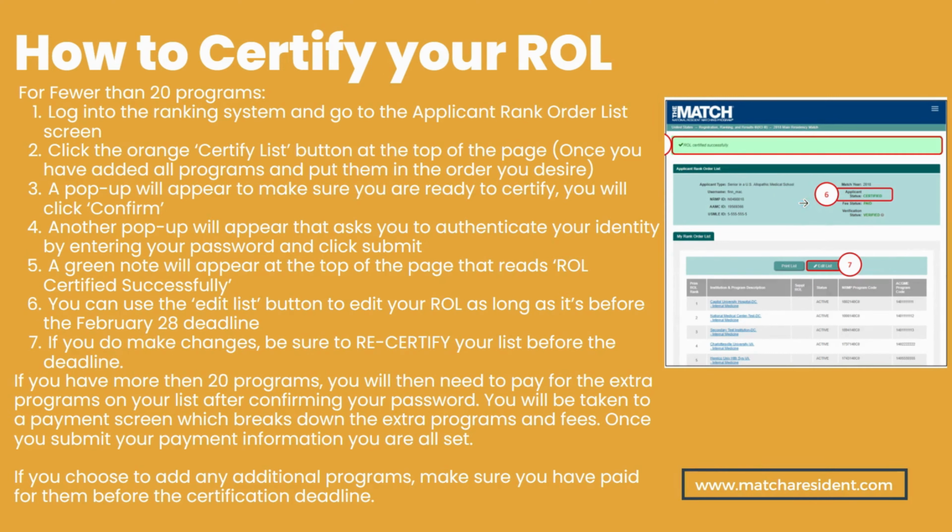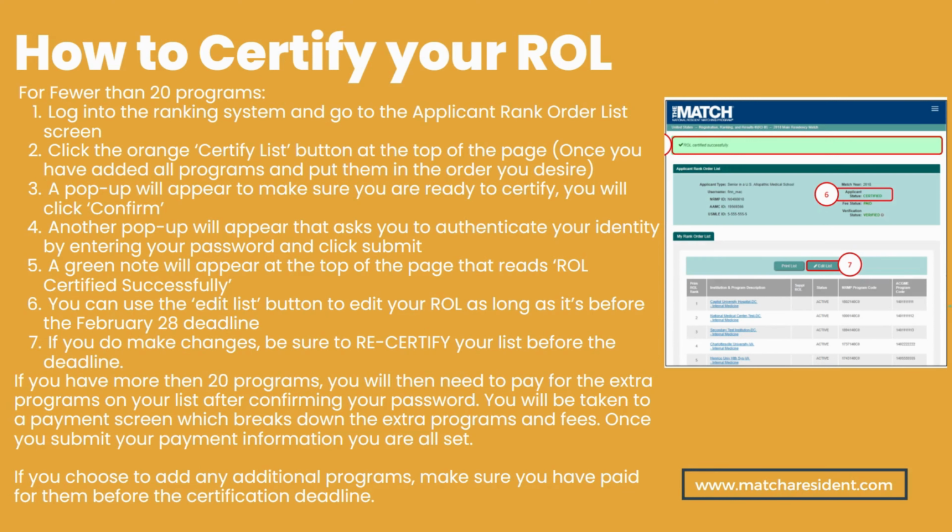Now, until the date of February 28th, you can make changes to this rank order list. All that you need to do is select the edit list button that is seen here. And you can edit your rank order list as long as it's before the 28th deadline. But if you do make those changes, you must recertify your list. So if you just make changes and then you exit, you might not have submitted your list. You want to make sure that you've certified and you've got them in the correct order that you are sure that's how you'd like to rank.